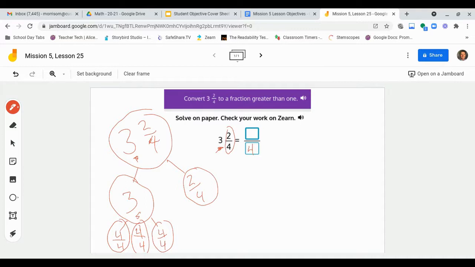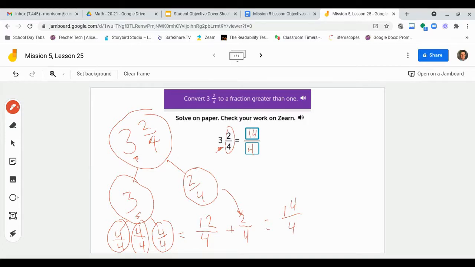That's the same as I just went 1, 1, 1. And now I'm just going to say, okay, what do those 3 wholes equal in fourths, if I say it correctly? Well, that's 4, right? That's 4, 8, and 12. 12/4. And then I still have this 2/4. So I'm going to have 12/4 plus 2/4. And that's going to give me 14/4. And that is my answer, 14/4.